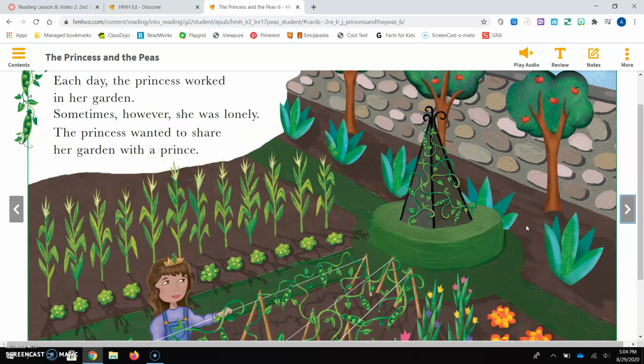Okay, so I just showed you how to use pictures to help you solve unknown words. Now you're going to read the rest of the book today and try to use this strategy.